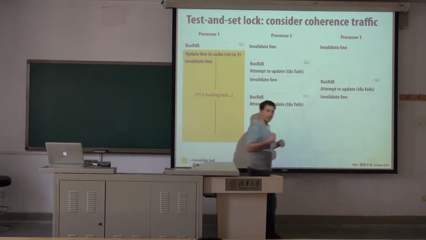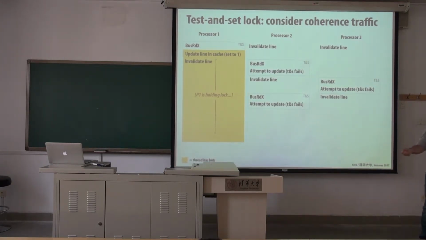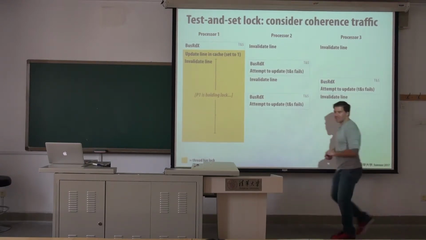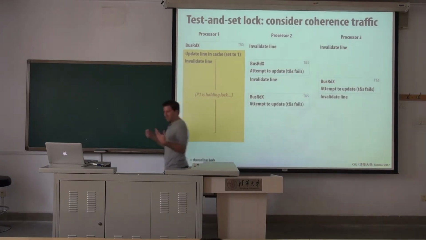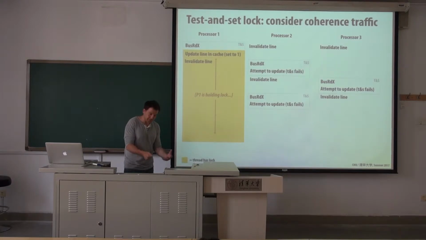This processor took the lock. This processor is the processor that set the lock to 1. But the processor actually doesn't have the cache line anymore. All the processors looking for the lock actually have the cache line. And so even though processor 1 has the lock, and we want it to be running as quickly as possible so it can release the lock, all the other processors are generating all this shouting at the same time.